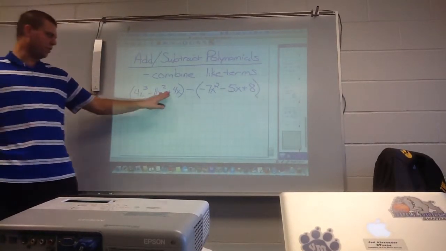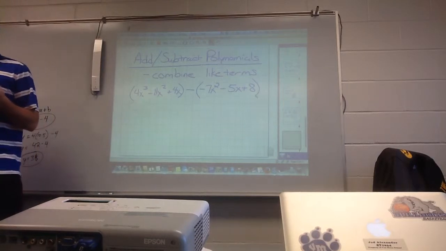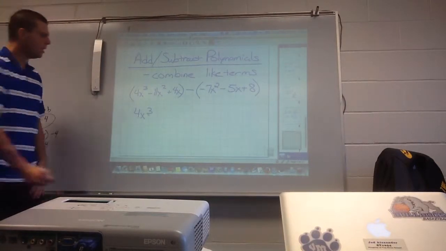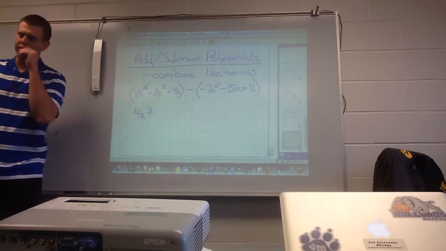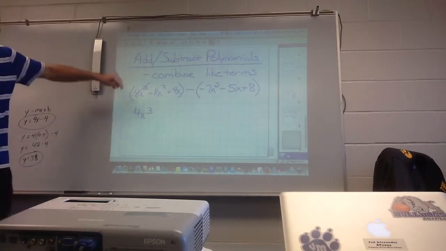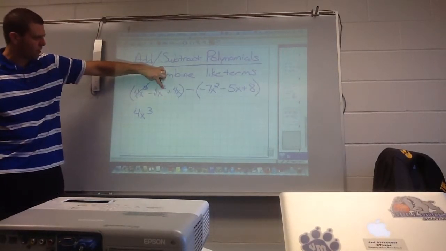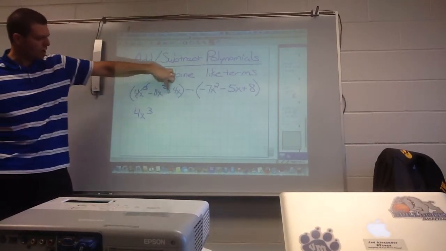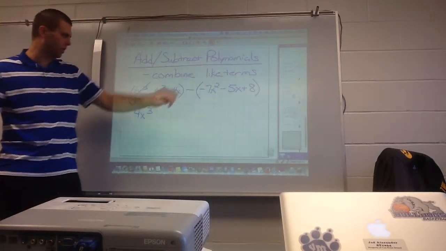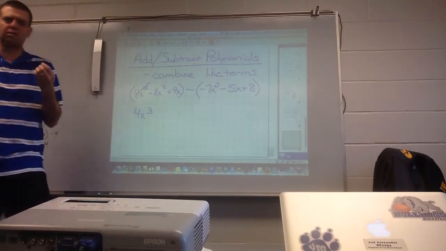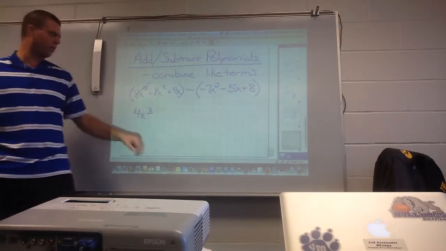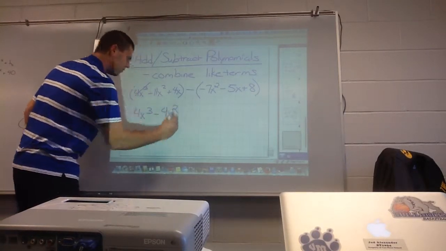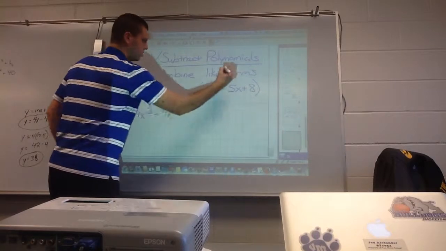So 4x to the 3rd, there are not any other like terms with 4x to the 3rd, so in my answer I'm just going to simply have a 4x to the 3rd. Sometimes I like to cross off the ones once I'm done with them. Then I move down to my x squareds. Here I have negative 11x squared minus a negative 7x squared. Minus a negative 7 becomes plus 7x squared. So negative 11x squared plus 7x squared is negative 4x squared. Then I'm done with those.